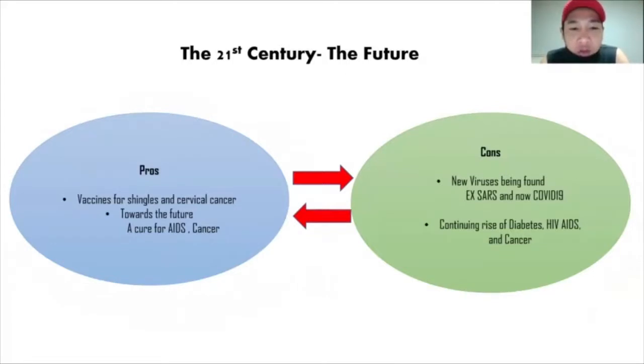And lastly, for the 21st century, some vaccines for cancer were made, for example, vaccines for shingles and cervical cancer. Towards the future, a cure for cancer, heart disease, and even AIDS, plus now having transplants for every organ that can extend people's lifespan. As for cons, new viruses were found, for example, the SARS pandemic from 2002 until 2004. And as we all know, we are now suffering from the COVID-19 or coronavirus pandemic. Even in this age, there are still a lot of things to discover. Johan will talk more about COVID-19 later in his presentation.